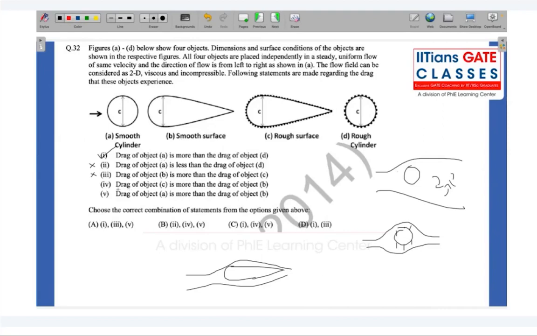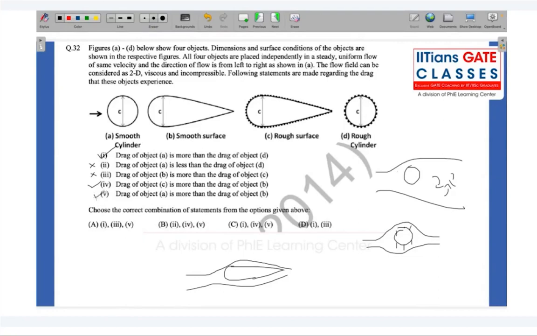Look at the fourth statement. Drag of object C is more than drag of object B, which is true. We just established that. The rough airfoil will have more drag than the smooth airfoil. Drag of object A is more than the drag of object B, which is absolutely true because it's a bluff body, so it will have a lot of pressure drag. While this is a smooth airfoil, so it has less skin friction, and since it is streamlined, it has less pressure drag as well. This is also a correct statement.